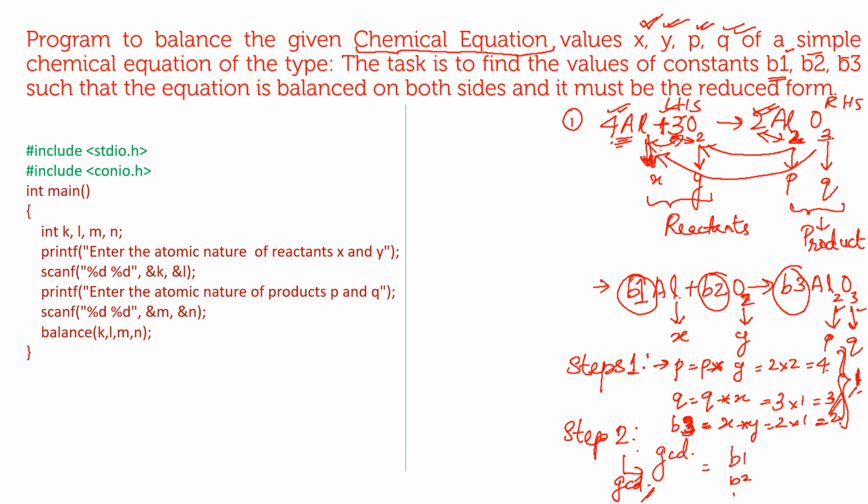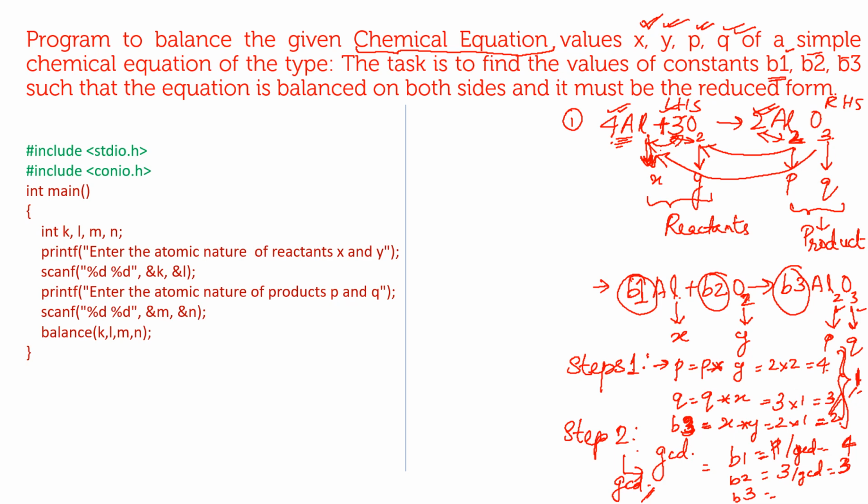Second step, you have to find the GCD, and now you can find the coefficients B1, B2, B3. B1 will be equal to P divided by your GCD value. What is your GCD? 1, right? So P divided by 1 will be equal to 4. What will be your B2? B2 is equal to 3 divided by GCD, which is 1. So you'll be getting 3.